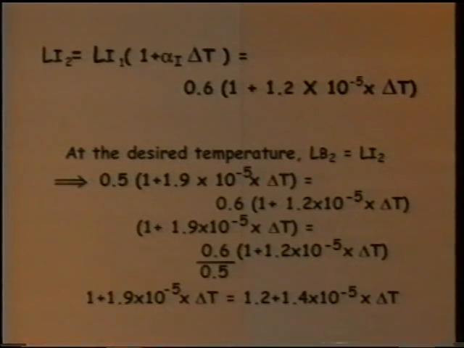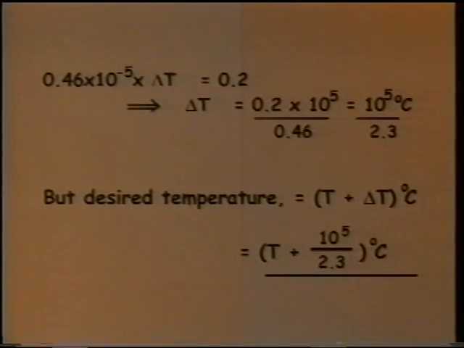Once you make delta T the subject of your formula, working out those multiplications as you go along, you get to a point where 0.46 times 10 to the minus 5 times delta T equals 0.2, which implies that delta T is 0.2 times 10 to the power 5 over 0.46. And so we get delta T to be 10 raised to the power 5 over 2.3 degrees Celsius. But the desired temperature would then be T plus delta T. So the desired temperature is T plus 10 raised to the power 5 over 2.3 degrees Celsius. And that is what we're testing today.